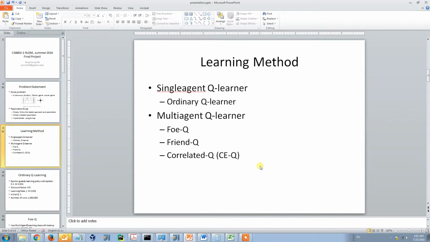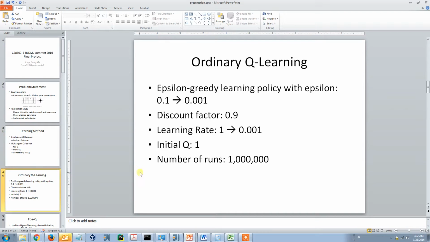I used four Q learners: a single-agent Q learner, and three multi-agent Q learners. Foe Q tried to obtain the minimax equilibrium policy. Friend Q assumes the reward functions are equivalent. And correlated Q tried to achieve correlated equilibrium, which coincides with the minimax equilibrium in a zero-sum game.